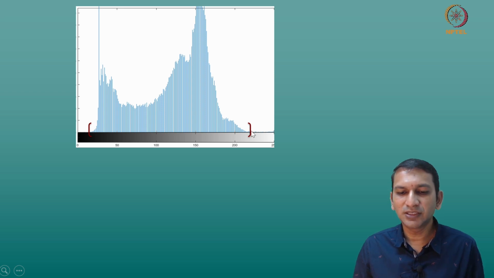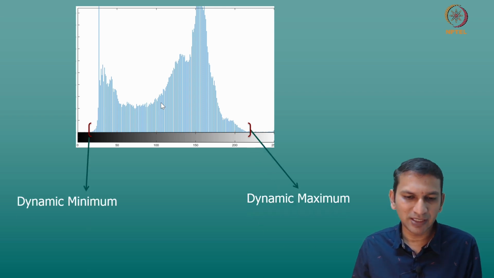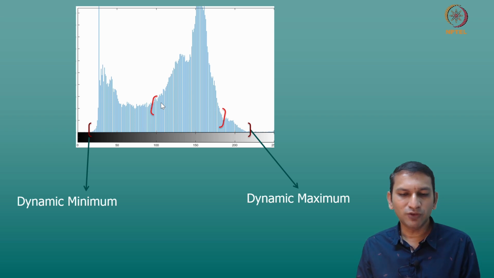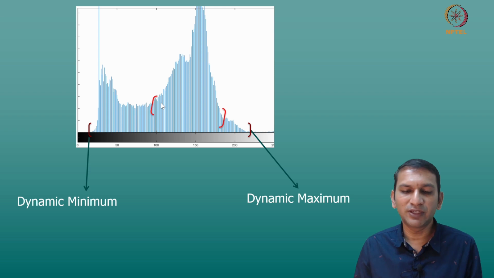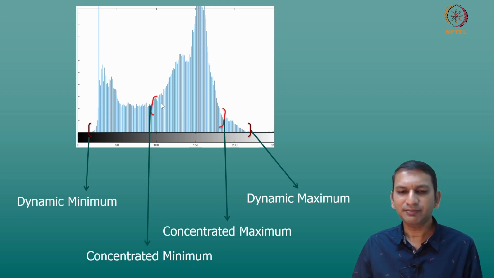While the dynamic range seems to be between say 20 and 220, what we could call the concentrated dynamic range is effectively in a much smaller interval. So this is your dynamic minimum, this is your dynamic maximum. However, if you see here, most of the pixels, their intensities are within this small subsegment of the dynamic range. Let's call it the concentrated minimum and concentrated maximum.